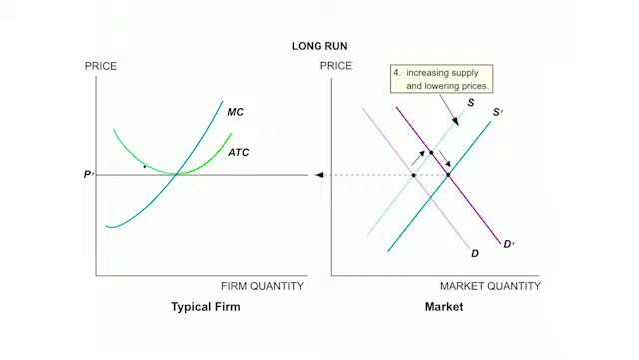How far will it shift out to the right? Well, if we want to get to a new long-run equilibrium, it's got to shift out to the right to the point where the price is equal to the old price, because that's the only place where the average total cost curve will be at a bottom point and where price therefore equals average total cost, and profits will again be zero.